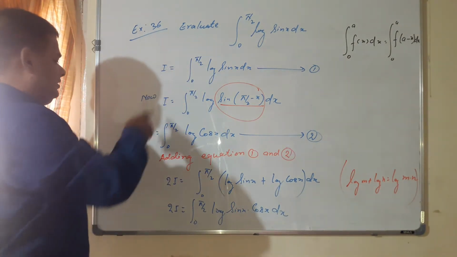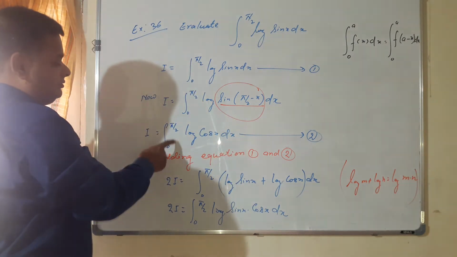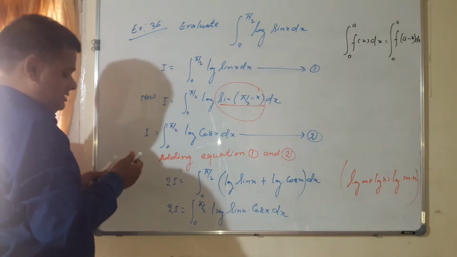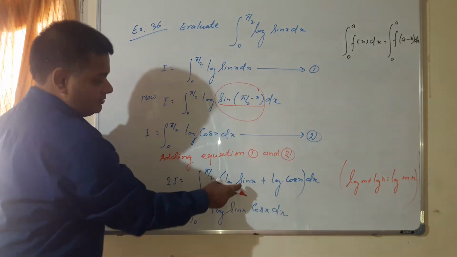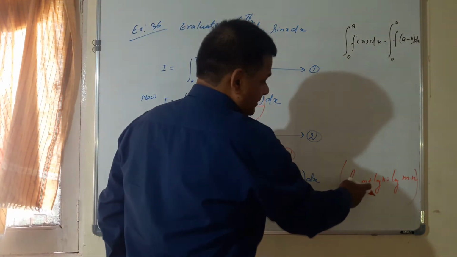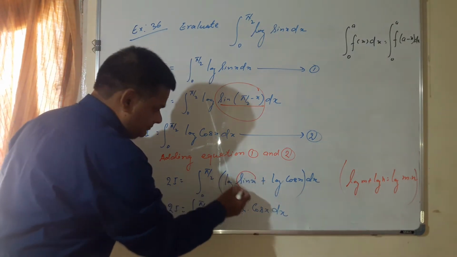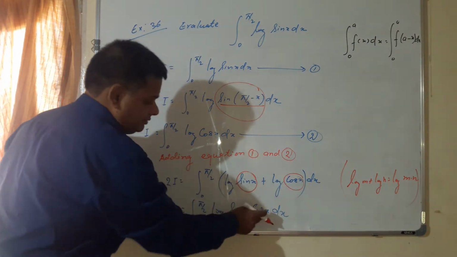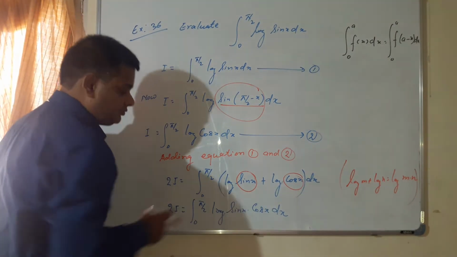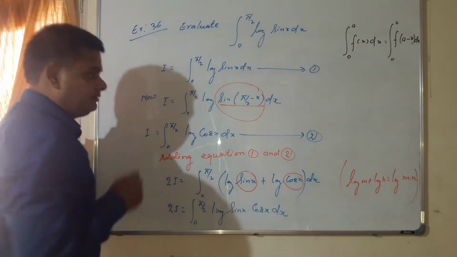So I plus I equals 2I. Integral 0 to pi by 2, here also 0 to pi by 2, so common. So log sin x plus log cos x dx. We know that log m plus log n is equal to log of m into n. So here log of sin x into cos x dx. Now there is no formula here for sin x into cos x, so we are going to multiply by 2 and divide by 2.